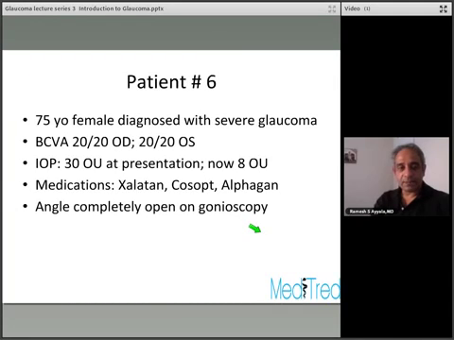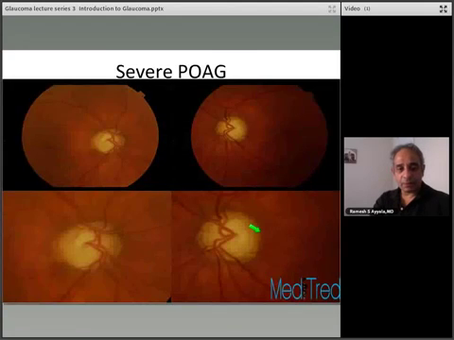So here is an example: a 75-year-old female diagnosed with severe glaucoma, 20/20 vision in both eyes, intraocular pressures at presentation 30. Following our surgical intervention, the patient's intraocular pressure is at 8 millimeters of mercury OU. Presentation medications include Cosopt, Alphagan, and Xalatan, gonioscopy wide open angles, and here you can see that the cup is completely cupped out optic nerve, almost 100%. You can see very little rim that's left in this area, and maybe this area.